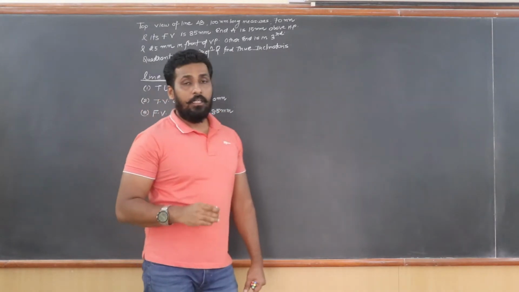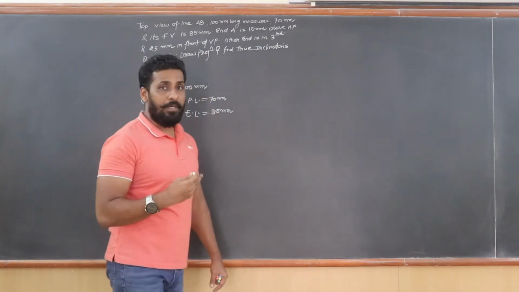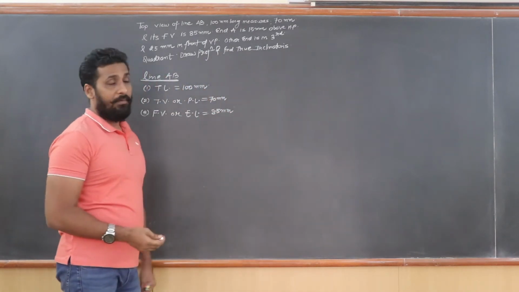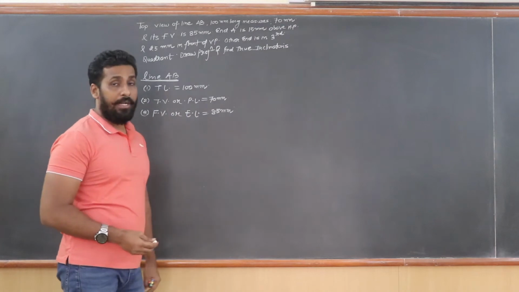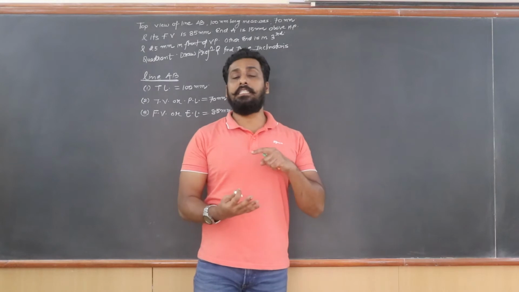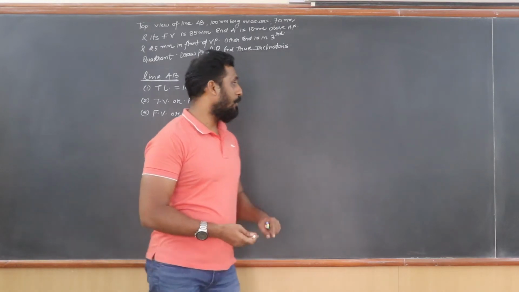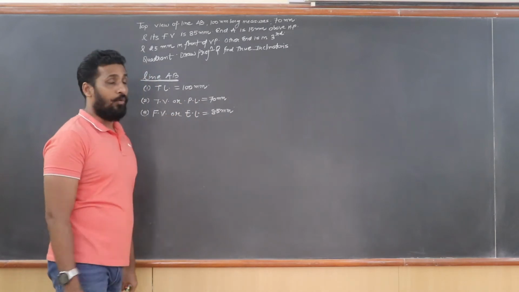And lastly, the top view, also called the plan length, PL. It is measuring 70 mm and the true length is given to us as 100 mm. So far he has given us 3 different data. He has given us the true length, the plan length and the elevated length. So all those 3 things have been noted down.